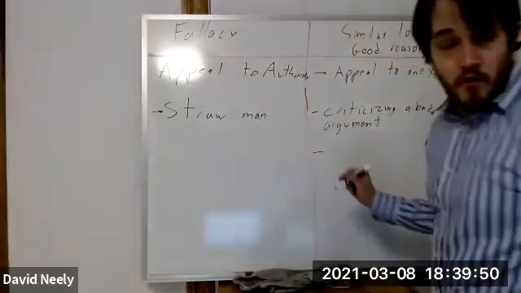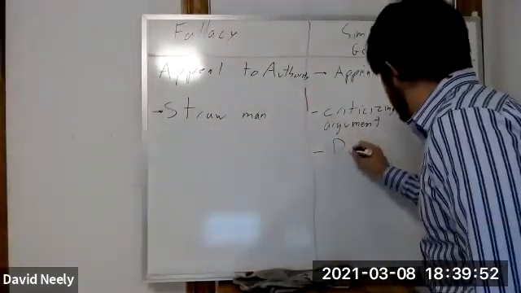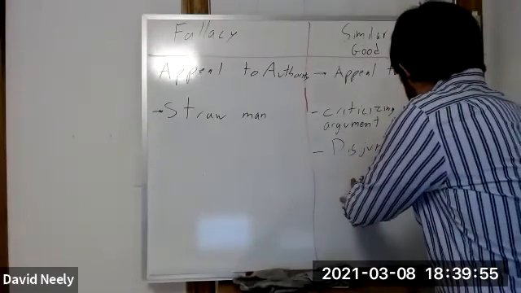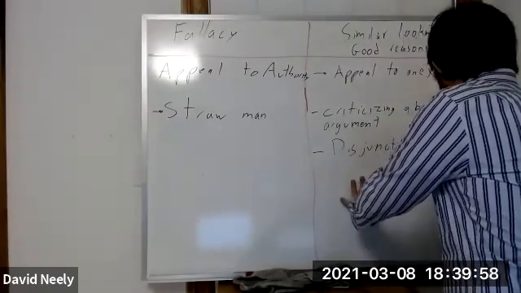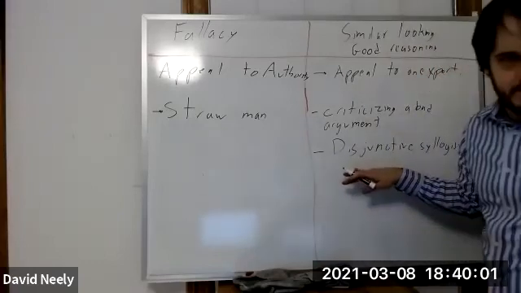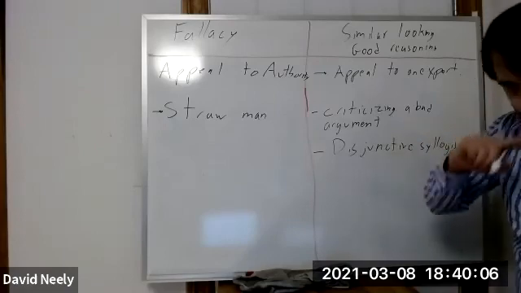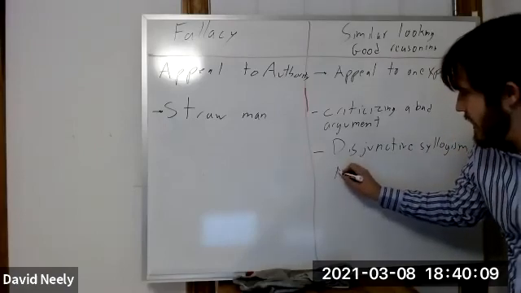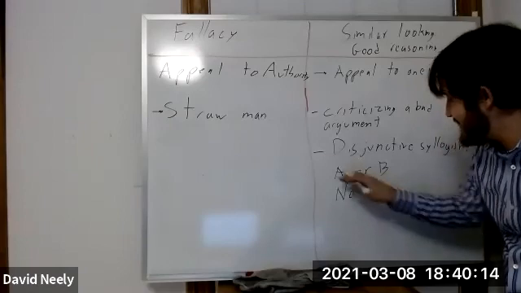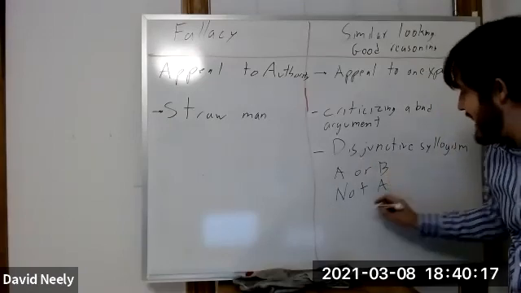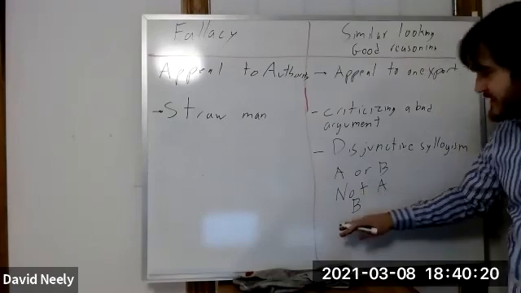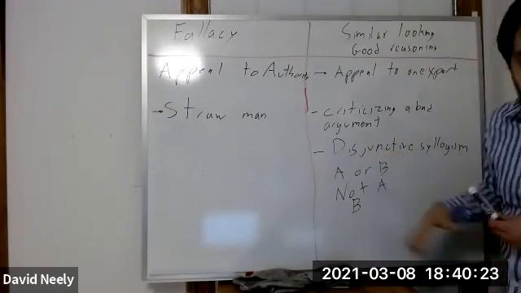Okay. Criticizing. The first one was, I'm going to do this one in reverse. This was something we talked about a couple weeks ago, disjunctive syllogism. Anyone remember what disjunctive syllogism was? It was a good way of reasoning. Does anyone remember what it looked like? If it's A or B and it's not A, it has to be B. Yes, if it's either A or B and it's not A, then it has to be B. This is a disjunctive syllogism and is a good way of reasoning.